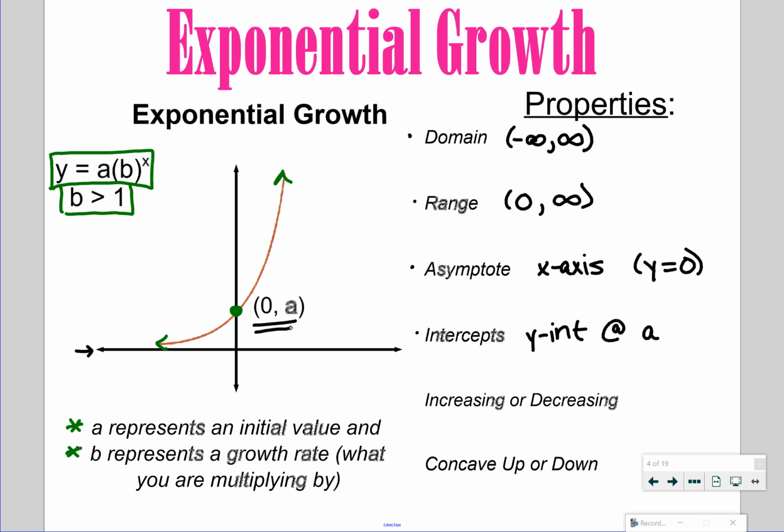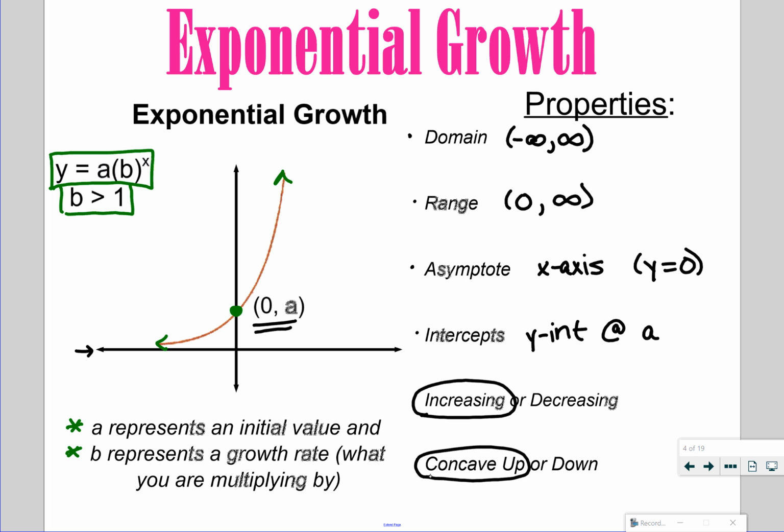Increasing or decreasing, this function is increasing from left to right. My values are always going up. And is it concave up or concave down? This is a concave up graph. So we saw some of those terms before in some previous sections. Okay, so that's what exponential growth looks like.